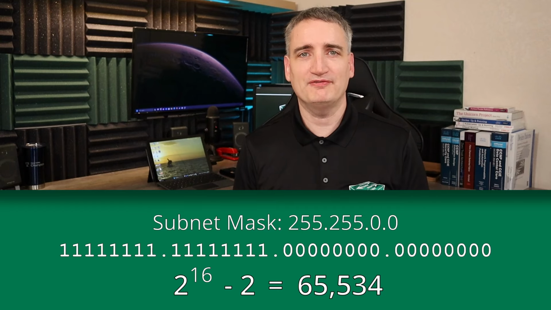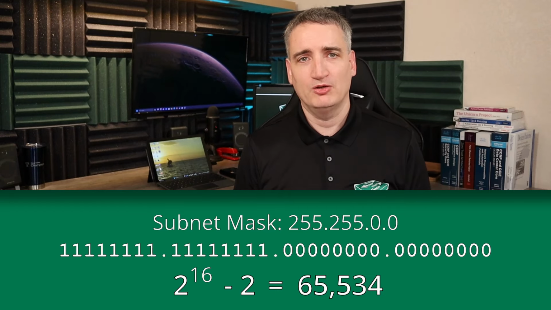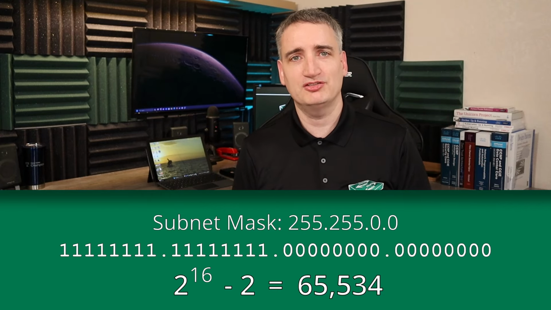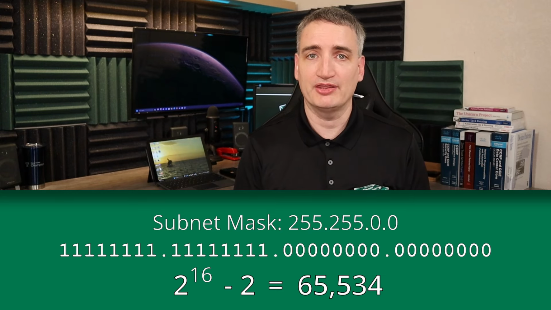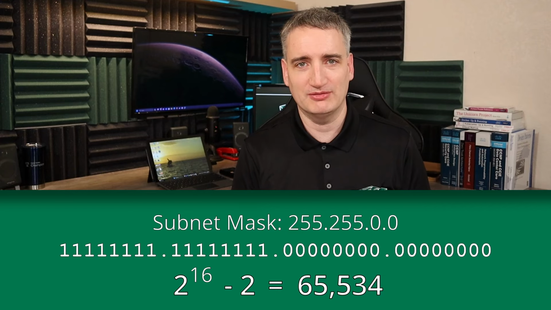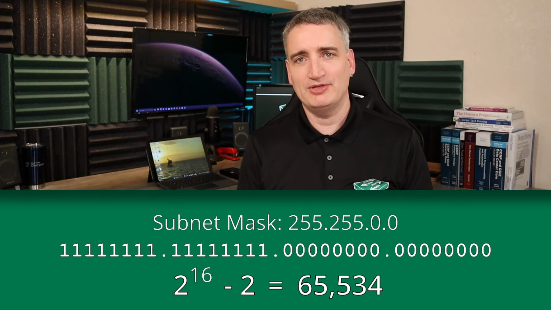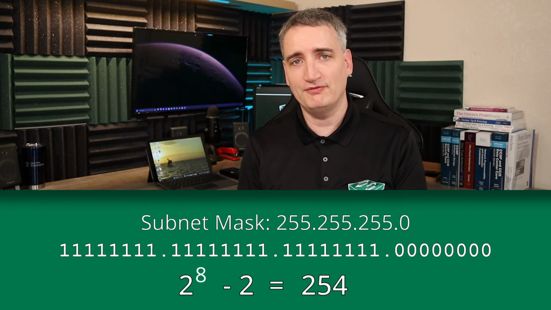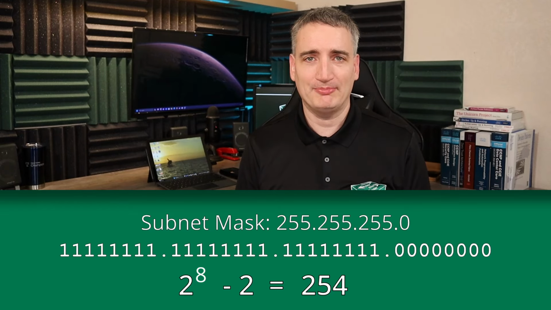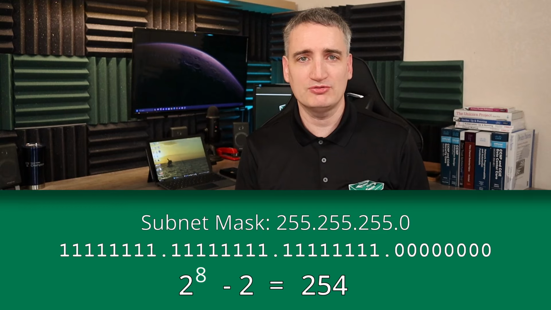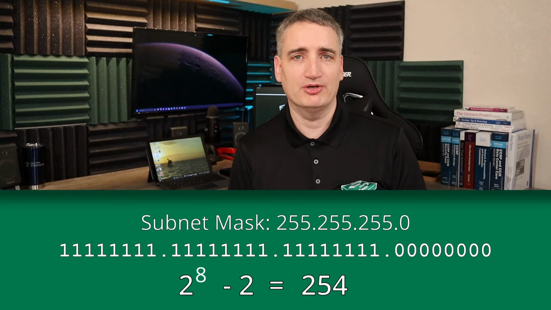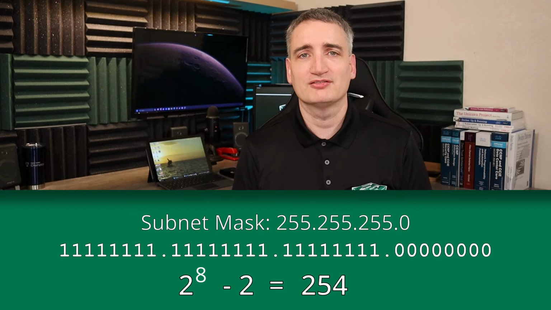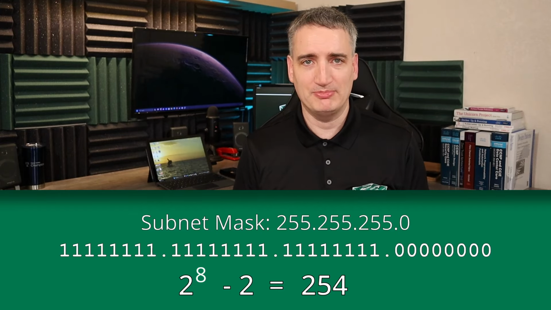So for a subnet mask of 255.255.0.0, we are going to raise 2 to the power of 16, and then subtract 2, and that gives us 65,534 IP addresses available. All right, now let's say we have 3 octets of all ones. So this time the subnet mask is 255.255.255.0. What's going to happen then is we only have 8 zeros. We raise 2 to the power of 8, which gets us 256. Subtract 2, 254 available IPs on that subnet mask. Okay.